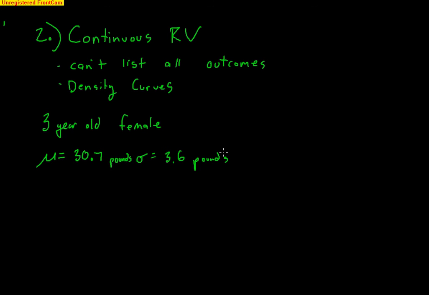I mean, that weight, even just to one decimal, that list would be extremely long: 30.7, 30.8, 30.9, 40, 41.2, 42.3, 43.4. It's endless, the list. It's continuous, which is why I can't make a probability model. But if I'm told that it follows a normal model, one of the most famous density curves, then I have a way to explore this continuous random variable.